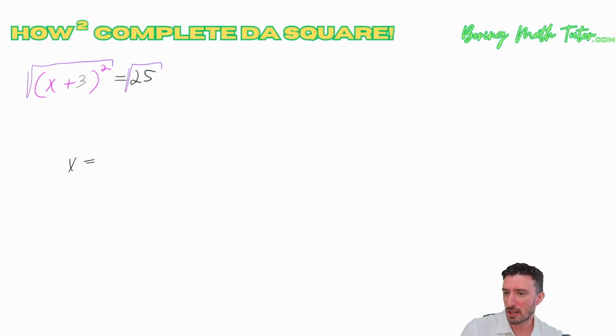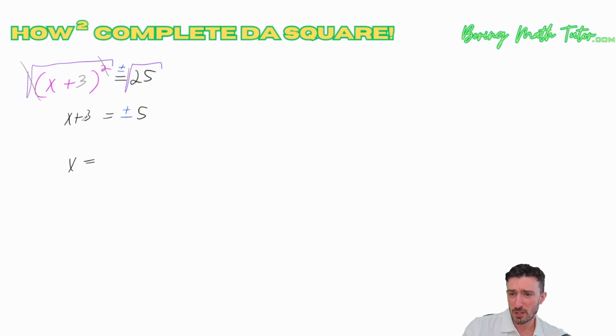But on the right side, I got to be a little careful. I need to put a plus or minus in front. You can't just say that the square root of 25 is 5. You gotta put a plus or minus in front of it. And on the left side, our square gets canceled out by the square root we put. And that just leaves us with the x plus 3 down here. So now we know x plus 3 is equal to plus or minus 5.